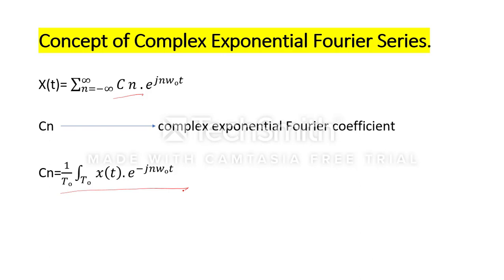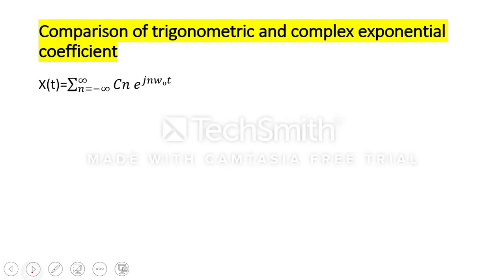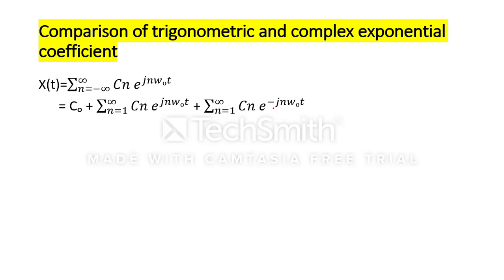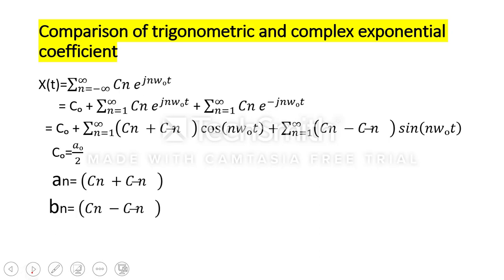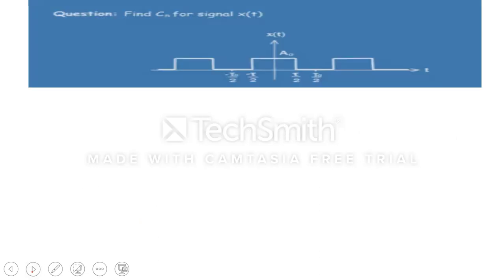The complex exponential series is quite easy compared to the trigonometric Fourier series. If we compare the trigonometric and complex Fourier series, expand the complex exponential series and change it into trigonometric form, we can compare the series very easily. So an value is equal to cn plus c minus n, bn value is equal to cn minus c minus n, and c naught value is equal to a naught by 2. Basically I'm going to focus more on the numerical part.